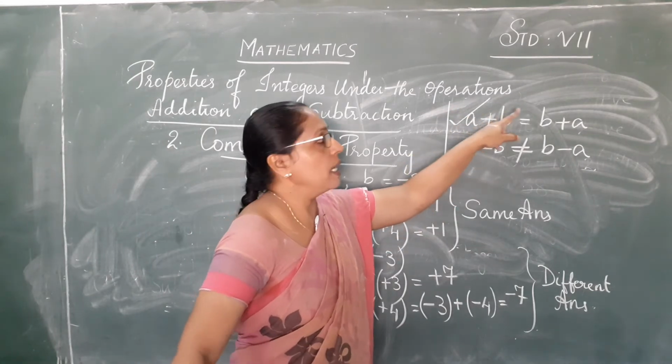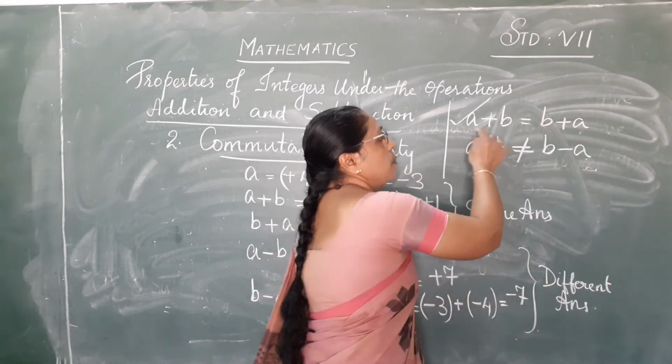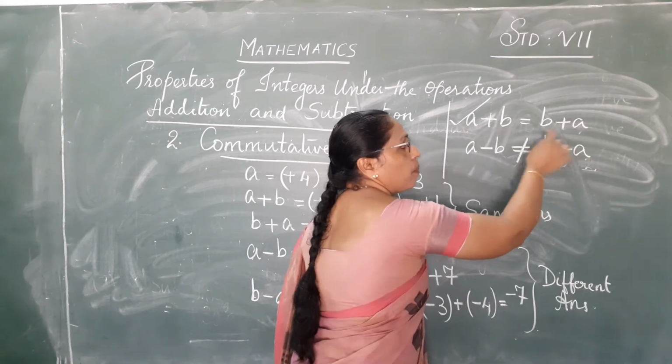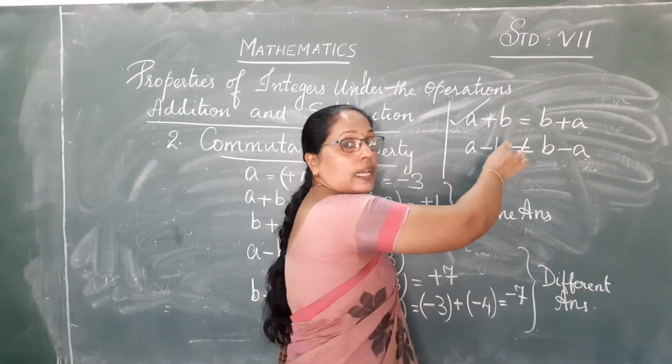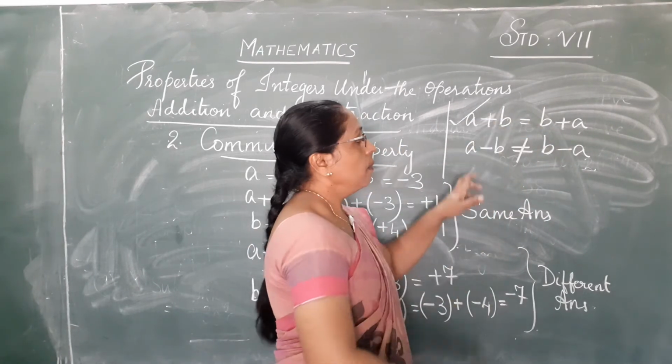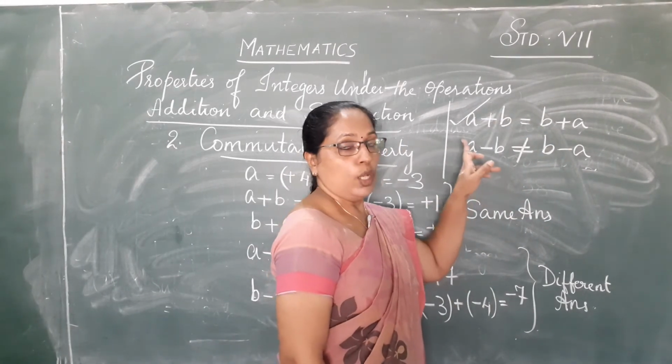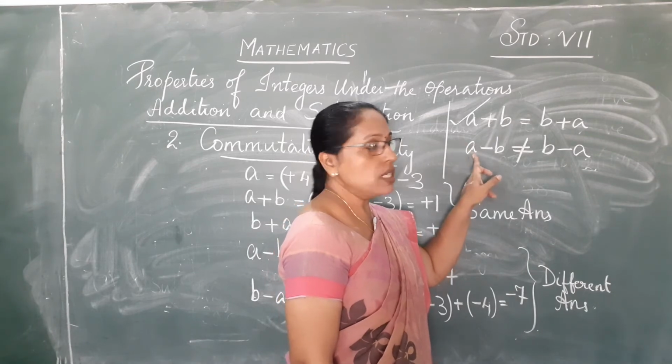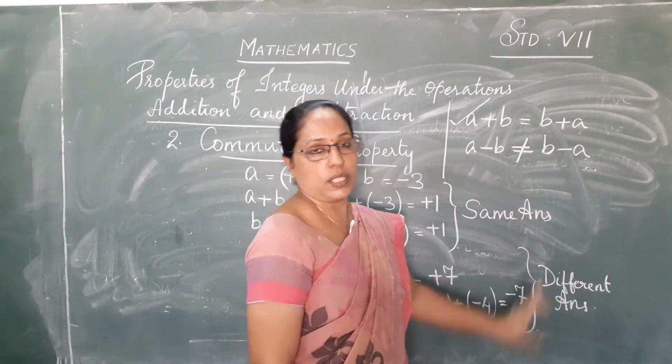A plus b equal to b plus a. What is the meaning of this? This property is known as commutative property: adding two numbers in any order. But commutative property is not true for integers under the operation subtraction.